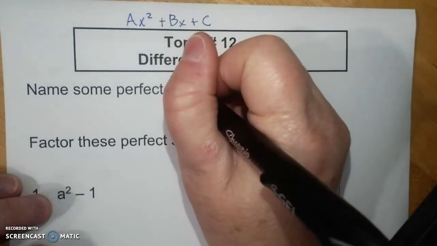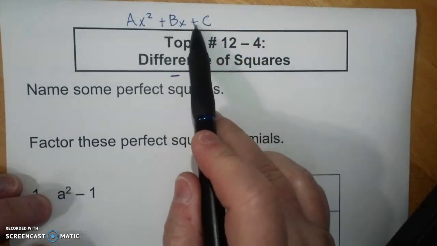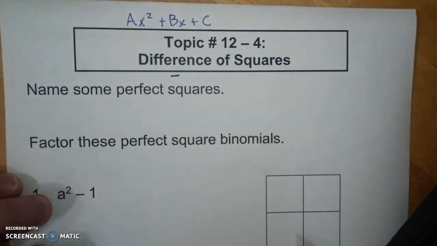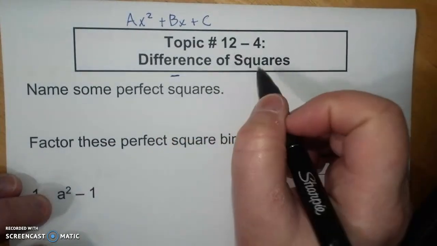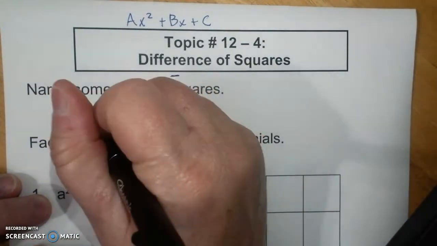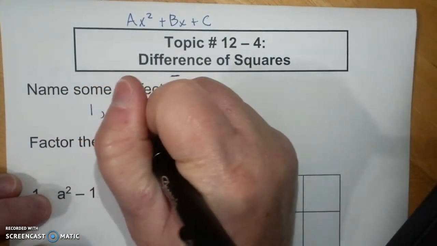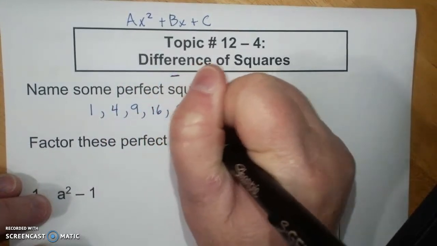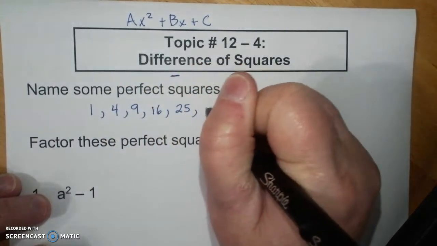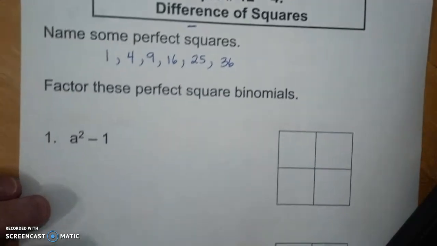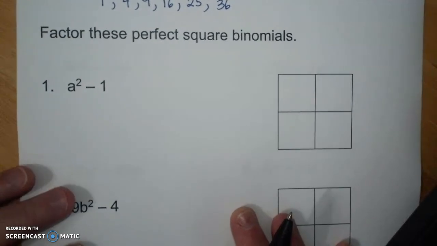Also, difference means subtract. So never is this going to be a positive, it is always going to be a negative constant. So difference of squares, and we talk about squares, so we need to know some of our squares, like 1 squared, 2 squared, 3 squared, 4 squared, 5 squared, and 6 squared. The more you can recognize the squares, the better off you'll be. So I'm going to factor these perfect square binomials.